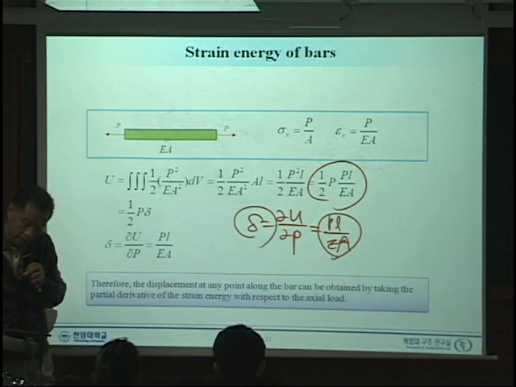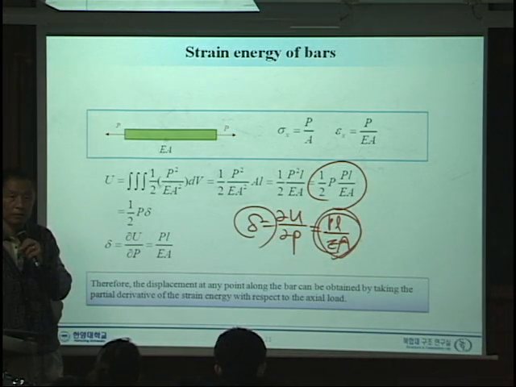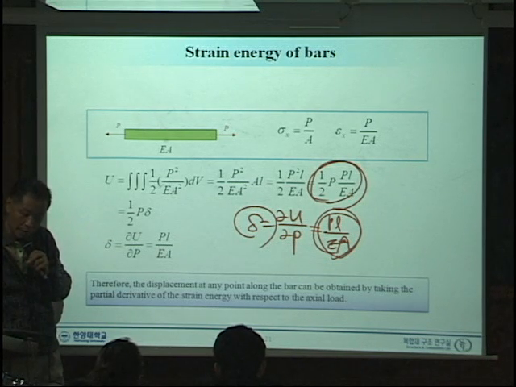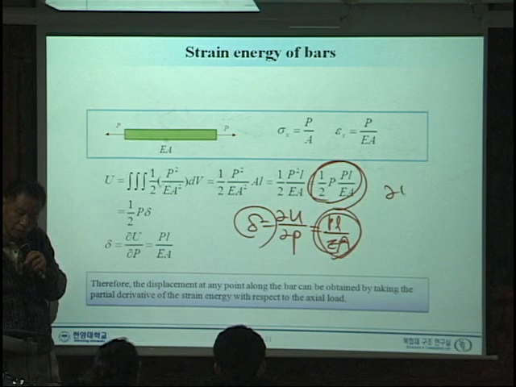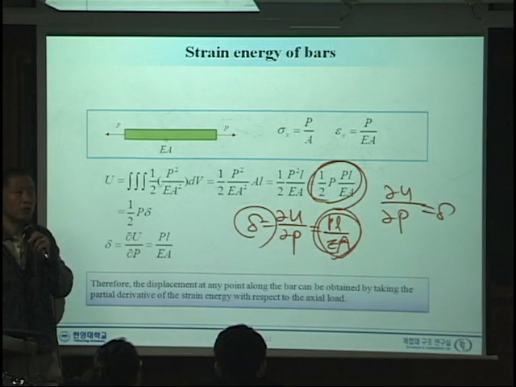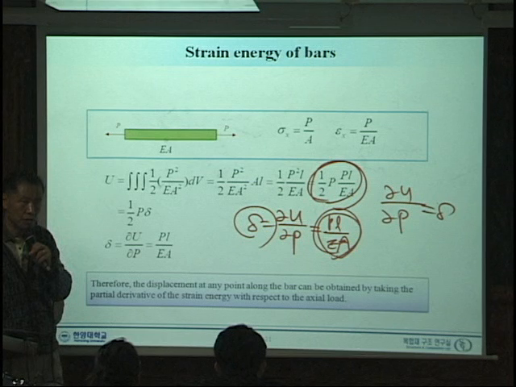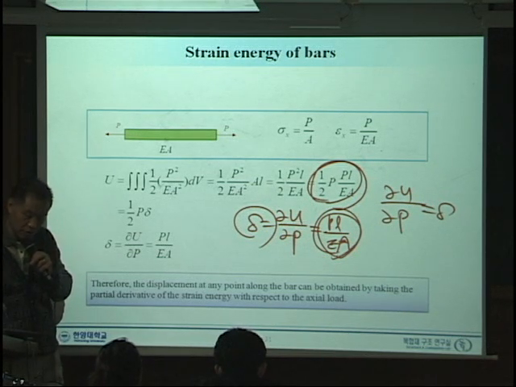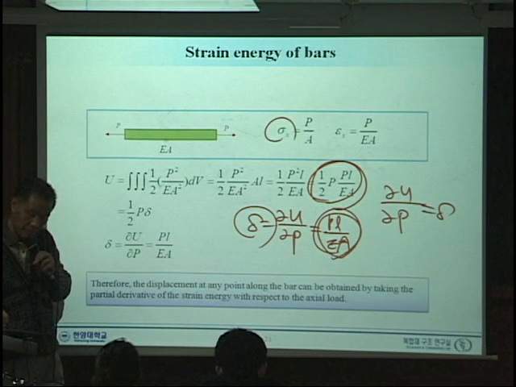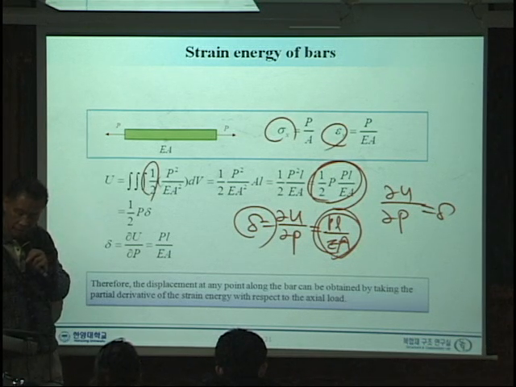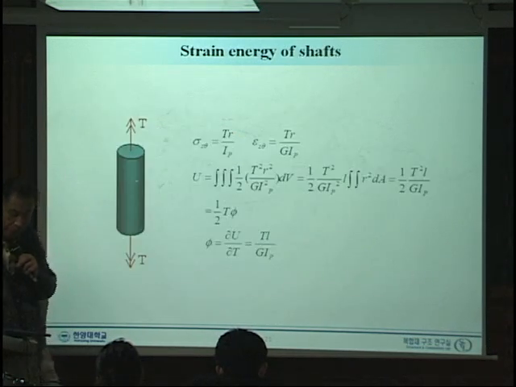Do you remember that delta is PL over EA? Yes. Now you get this strain energy, and all you need to do is take the derivative of U with respect to P. That will give us delta. You don't have to go through lengthy derivations. All you need to do is use this stress, strain, and one half, and integrate, and take the derivative.